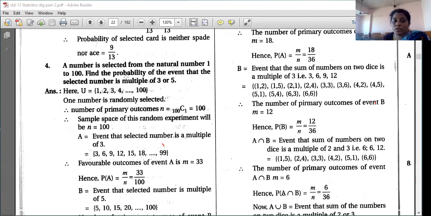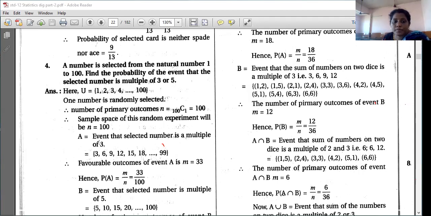Okay. So what you have to find, A is the event that the selected number is a multiple of 3 or 5. One by one you have to find. 3 or 5 is said, so union will come, P of A union B. So A will be the selected number is a multiple of 3 and B will be the selected number is a multiple of 5. Okay.